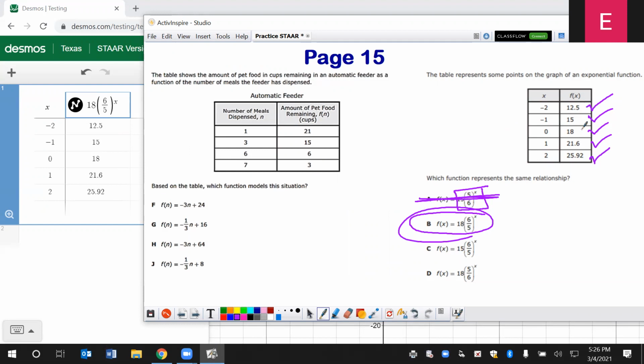I check every single point because on the STAAR test, they are very, very tricky. And they will put the first 4 points matching, and then the last one, they'll change it up. And then you'll get the wrong answer. So make sure you check every single point, make sure all of them are on there before you mark that as the right answer. Make sure you check all of them.